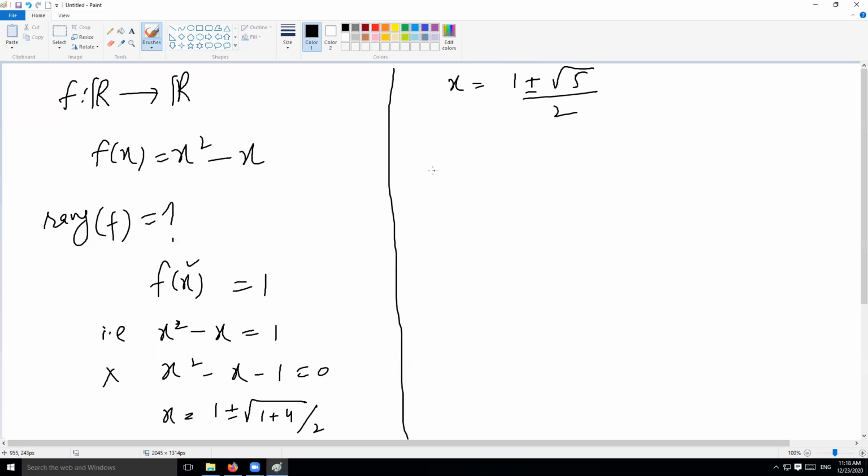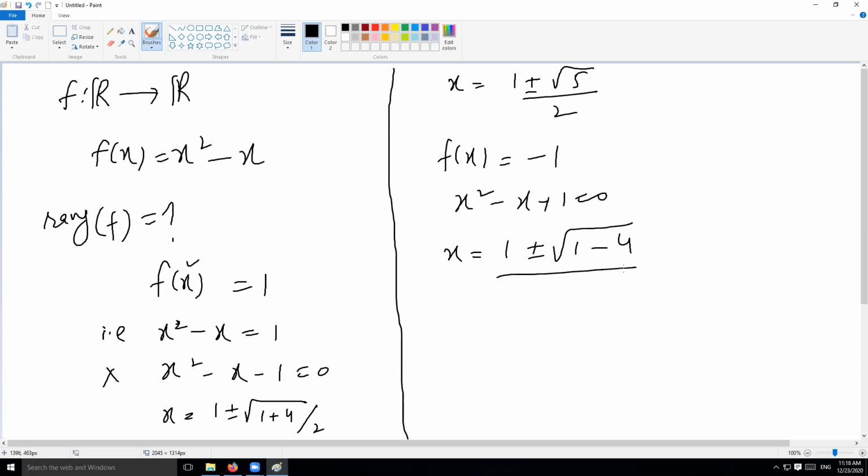The interesting case would be when I ask what x is when f of x equals negative 1. Then you're going to have trouble actually. x squared minus x plus 1 equals 0, and then x equals 1 plus or minus the square root of 1 minus 4, over 2. So 1 plus or minus the square root of negative 3, upon 2. This number does not belong to R actually. So there is no such x.